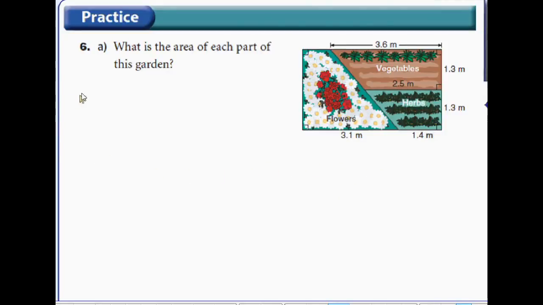Okay, so let's see. We have the flowers, we have the vegetables, the veggies, and we have the herbs, and these are all trapezoids. So let's start dividing them into different shapes. I'm just going to divide them all into triangles to make it easier.